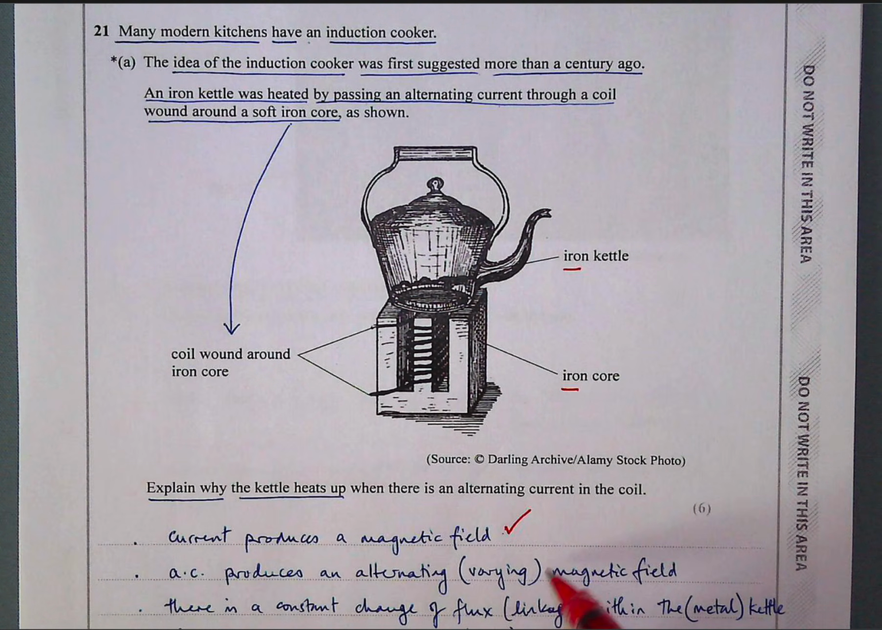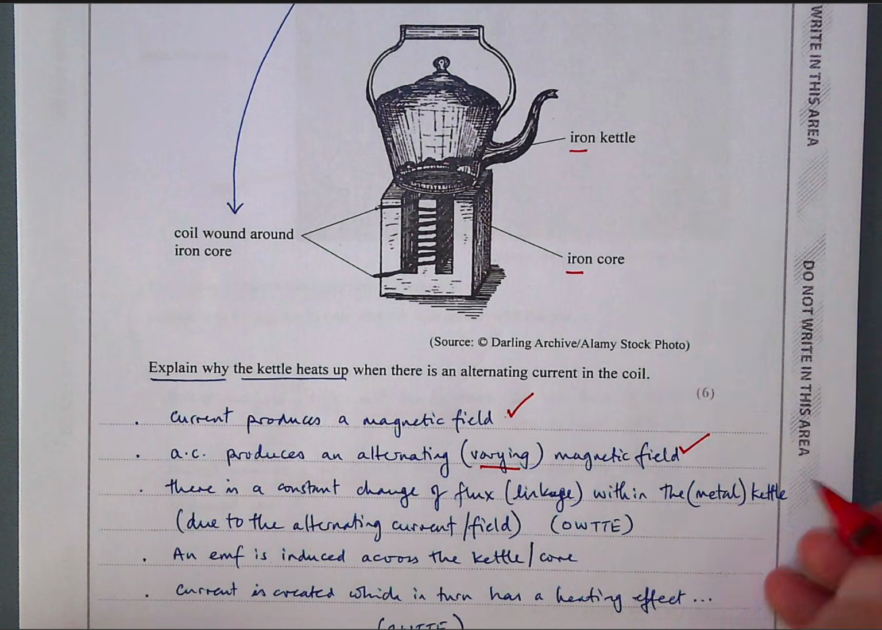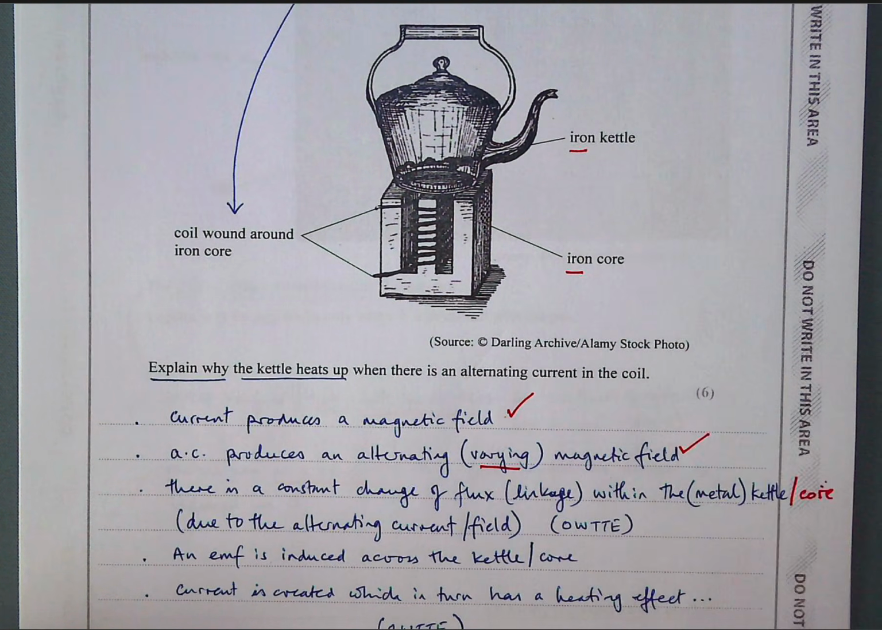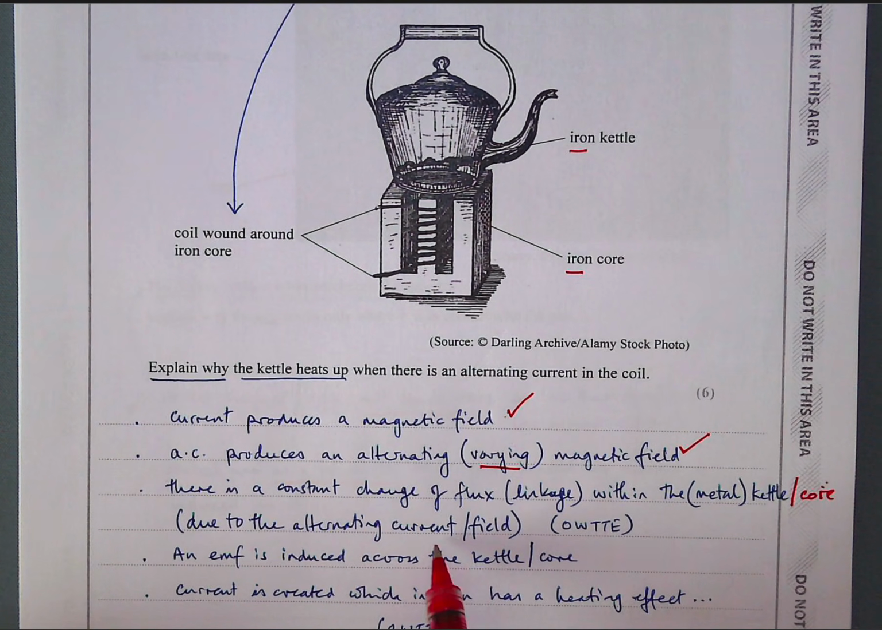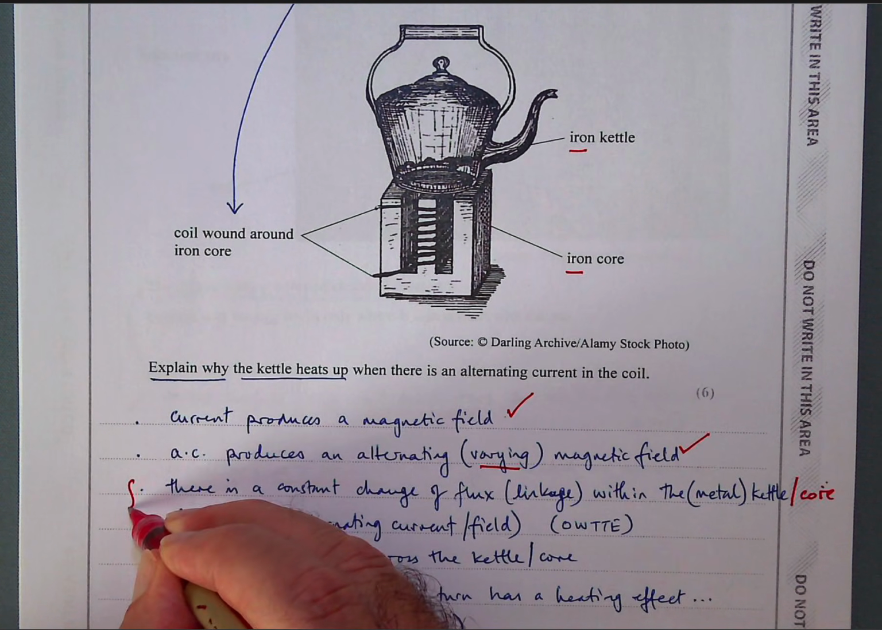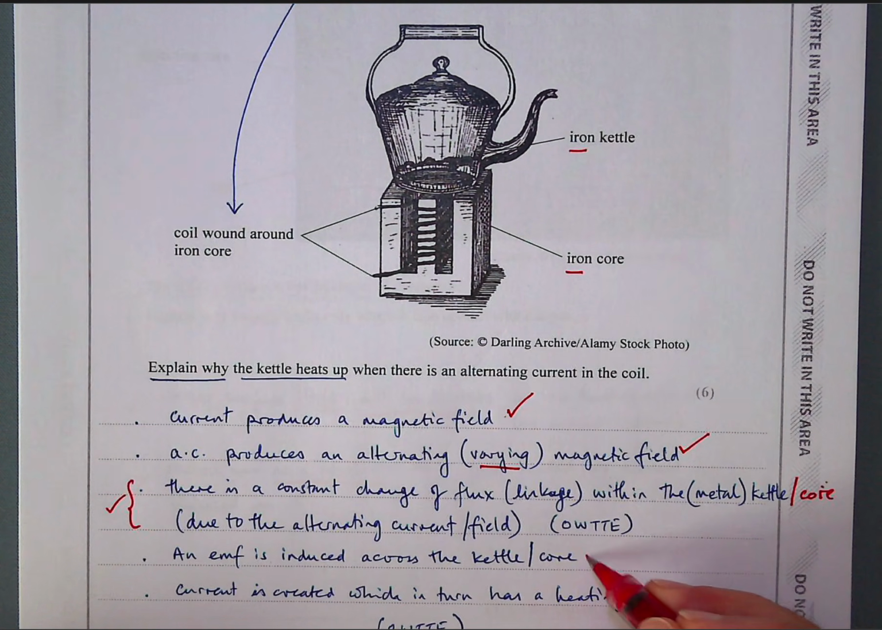Alternating current produces an alternating or varying magnetic field, 2nd mark. There is a constant change of flux linkage within the metal kettle, or you could put the iron core also. So there is a constant flux linkage within both iron materials due to the alternating current or field. Yeah, or words to that effect. So this is another mark for this point, and therefore an EMF is induced across the kettle or the core.